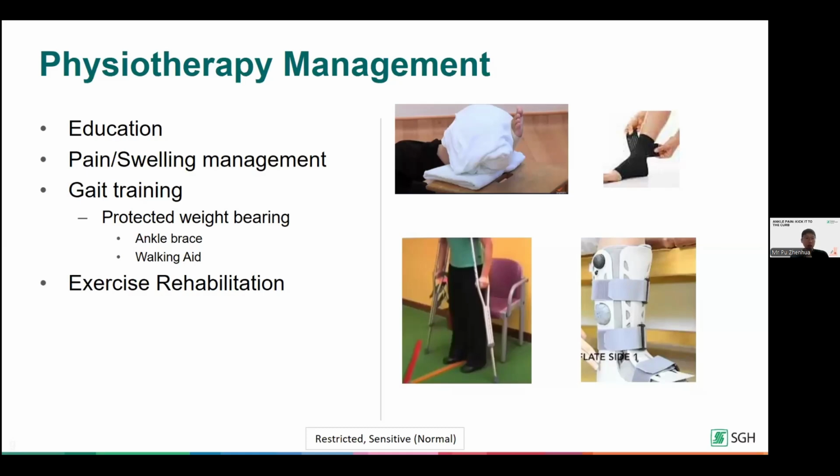And finally, we will give you some structured exercise. So just now, Dr. Do and Dr. Lee mentioned the exercise prescription. And usually, when the pain and swelling are controlled quite well, we do need to do some exercise to restore the range of motion of the ankle, as well as the flexibility of the muscles around the ankle, and improve their strength and improve their balance, sense of position.